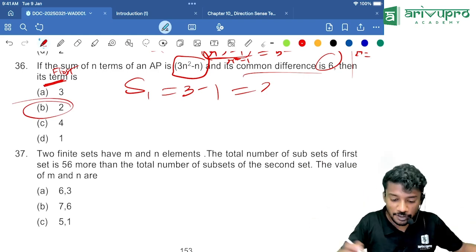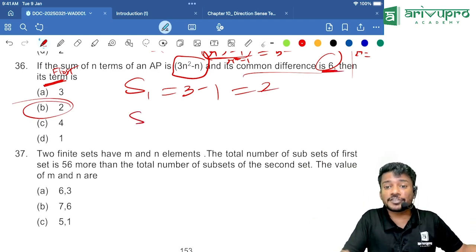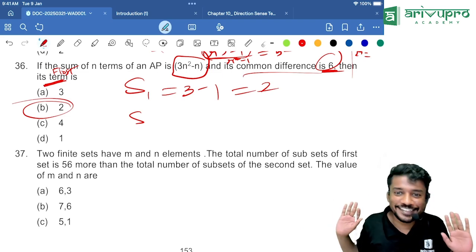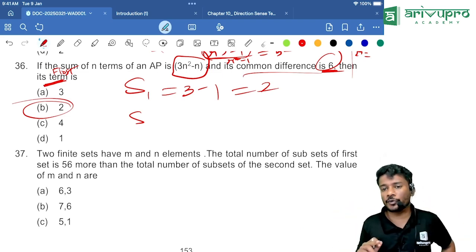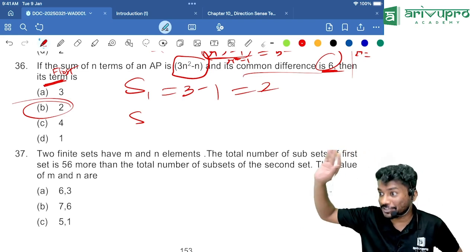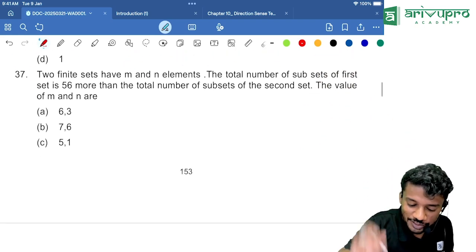If the second term is the question, how will you do it? Common difference is given as 6. 2 plus 6 is how much? 8. Yes. Everything is given. So they have asked for the first term. They have not mentioned the second term, so we are finding the first term. Okay. Now the next question.